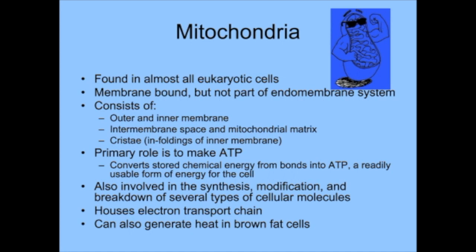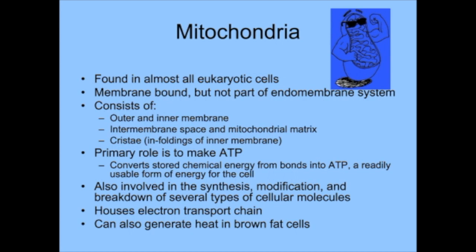Now, the mitochondria is most often referred to as the powerhouse or the power plant of the cell. It is where the majority of a cell's ATP is made. It is membrane bound, and it has two membranes, but it is not considered part of the endomembrane system. It consists of both an outer and inner membrane. It has an inner membrane space, which is just the space in between the two membranes. And then inside of the most inner membrane, it's known as the mitochondrial matrix.